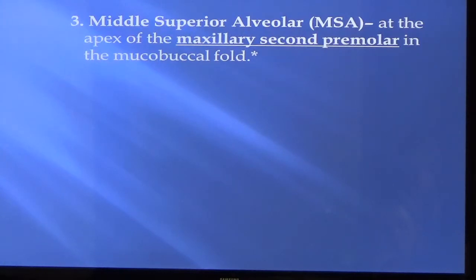Okay, middle superior alveolar, it's the middle branch, at the apex of the maxillary second premolar in the mucobuccal fold. So just a little bit behind.